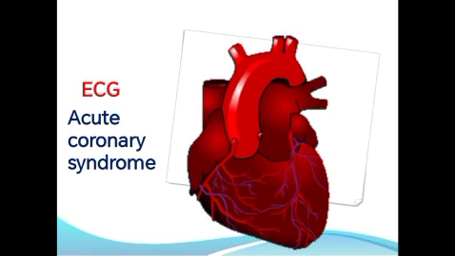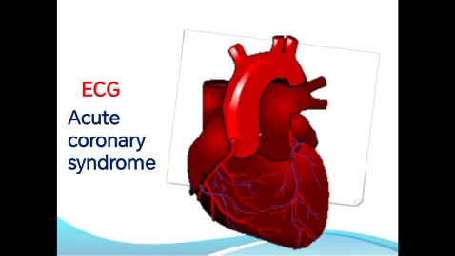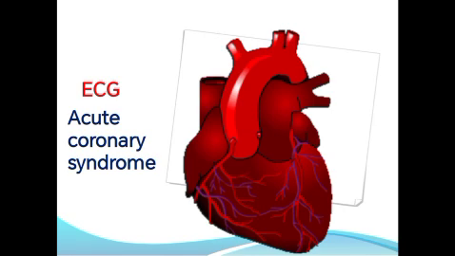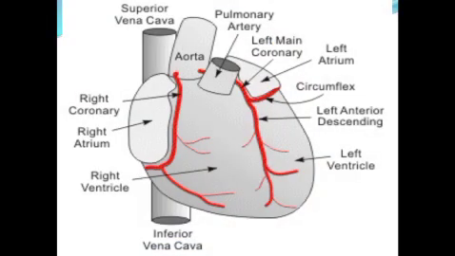ST and T wave abnormalities usually accompany ischemic heart disease and acute coronary syndrome. So we should give a glance to acute coronary syndrome and see what evolution of ECG changes occurs, especially in acute coronary syndrome with ST segment elevation. And a brief glance about blood supply to the heart.